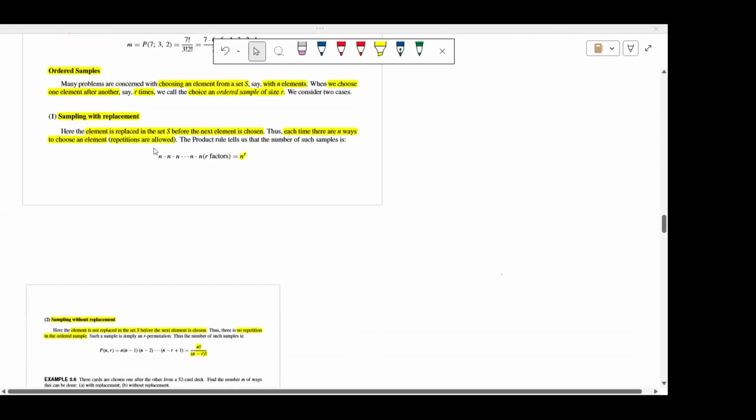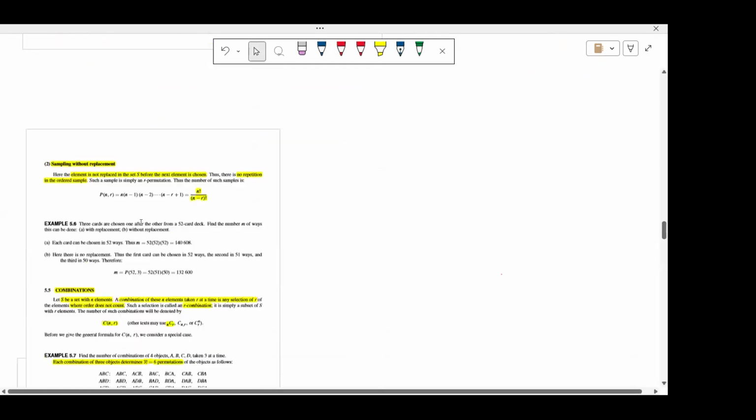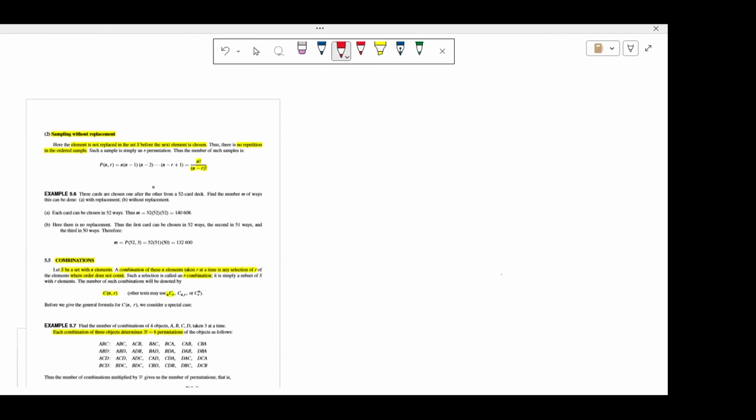This one we also discussed: n to the power r. This is our second type, but here they are explaining it differently. We have n objects with replacement. Sampling with replacement means again and again we are using the same letter, so they are explaining it with n to the power r. These are the first two types, which we already discussed.